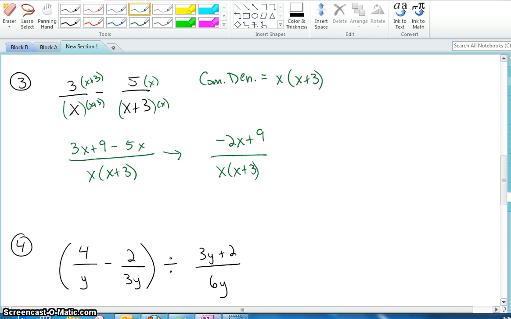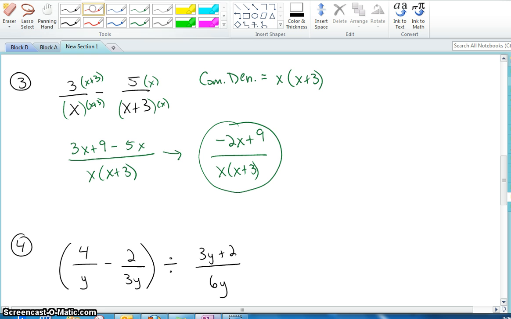Notice that I'm not distributing the denominator because I know at the end I need to factor to see if something can reduce. I can only reduce things if they're being multiplied. So I want to leave it factored in the denominator so that I can potentially reduce. In the numerator, you want to distribute. When you distribute, you can combine like terms. You can combine the fractions. So there's my final answer.